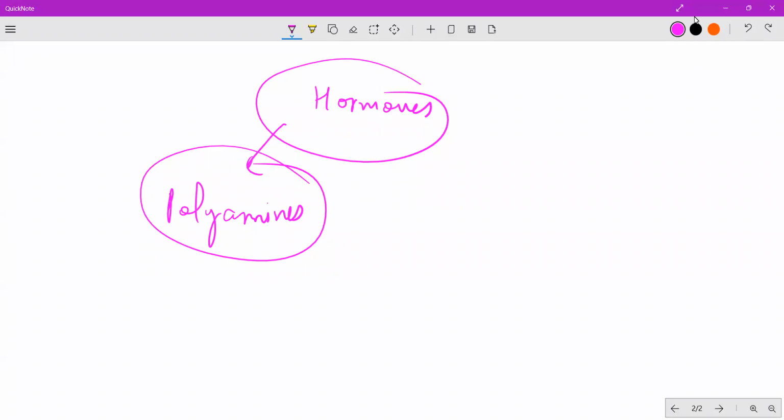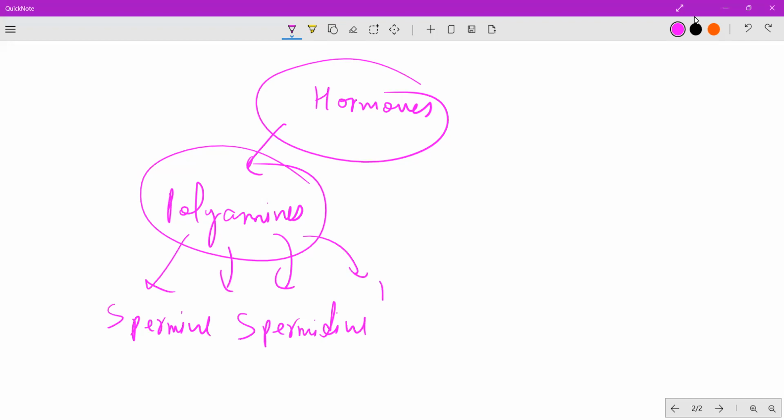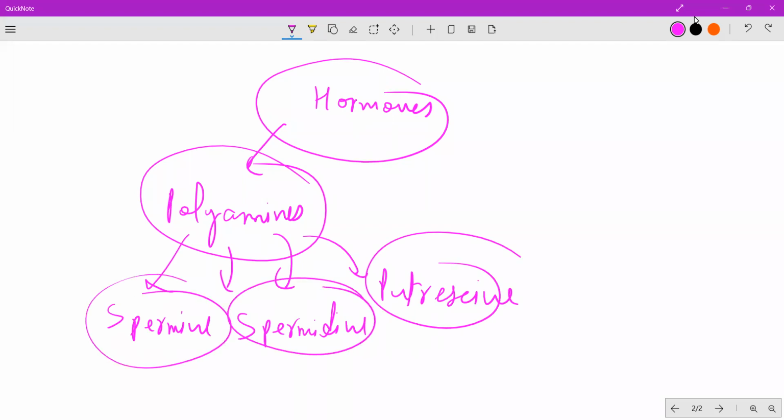And polyamines, we know, can also be of three types. We have spermine, we have spermidine, and then we have lastly one which is called putrescine. So look at three different kinds of polyamines, which are evolutionarily very important molecules. So they are also hormones. We don't know about them. We don't study in colleges.